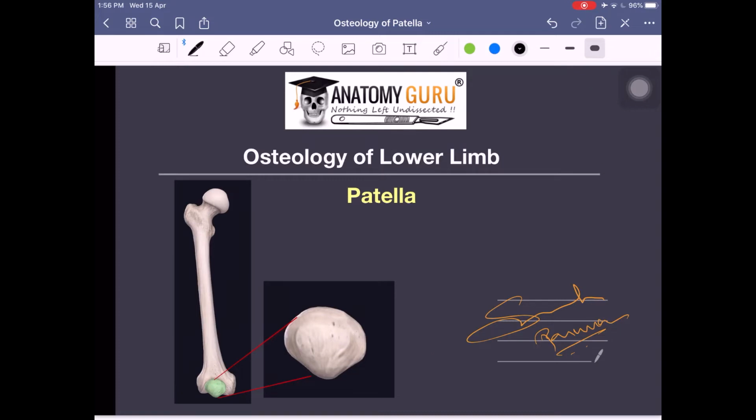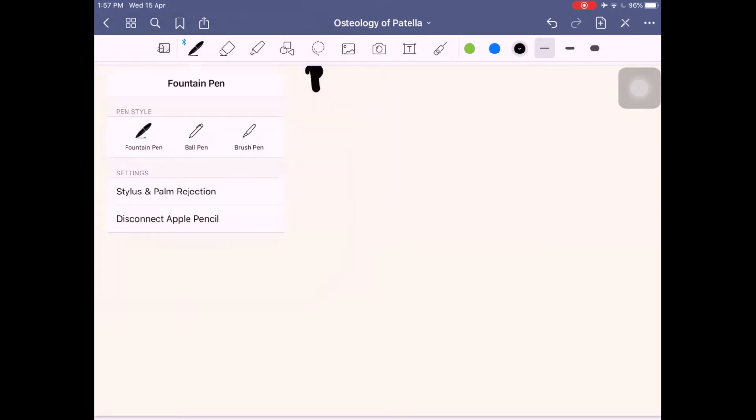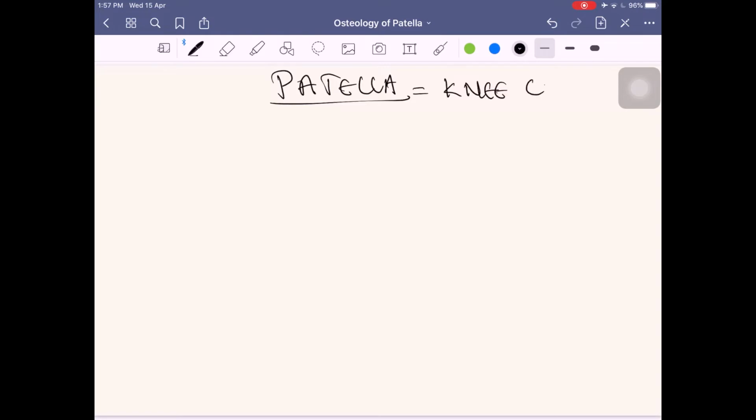Now this is the commonest bone which is asked in the lower limb in your viva, just like clavicle in your upper limb. The commonest bone to be asked in lower limb is the patella. So let us learn about patella. Now patella is also known as, in simple layman term, kneecap.